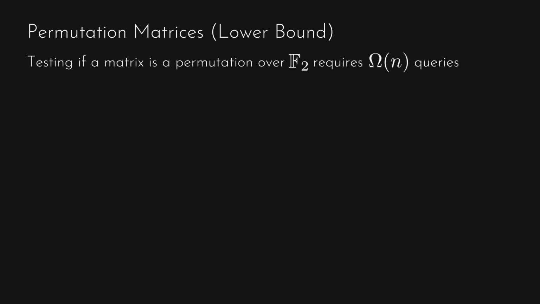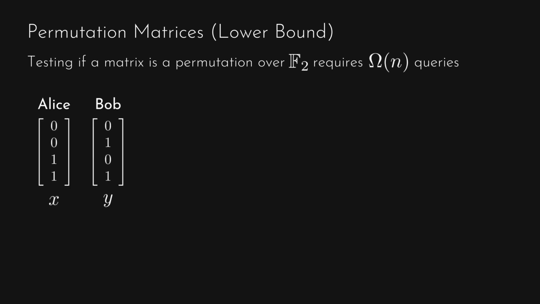When the field is F2, let me show a lower bound of Omega(n) on the number of queries to solve the permutation matrix problem. To do this, I will reduce the problem to the communication complexity question of set disjointness. Here, the 2 players Alice and Bob each have a length n binary string, and they want to determine if the strings are disjoint, or if there is a position where both strings have a value of 1. It is well known that this requires Omega(n) bits of communication, even for randomized communication protocols. Let me explain the reduction.